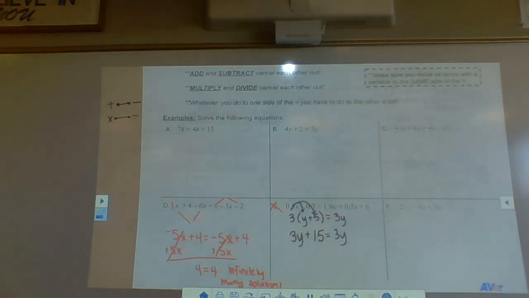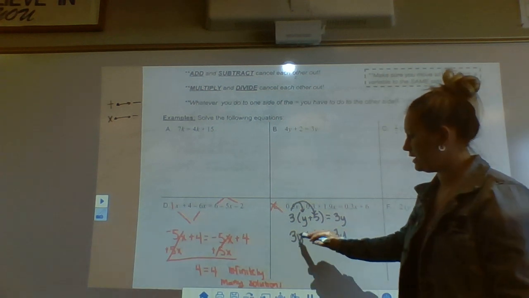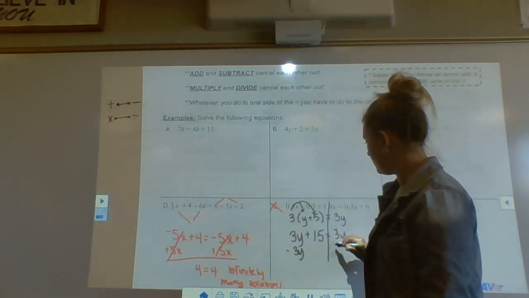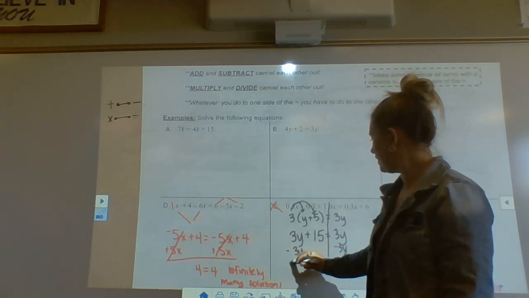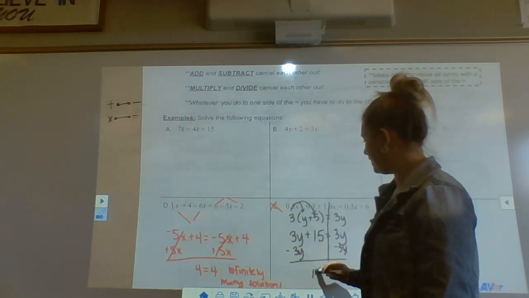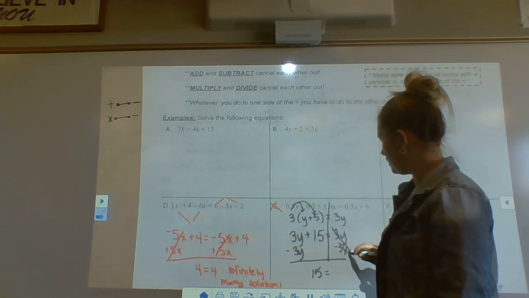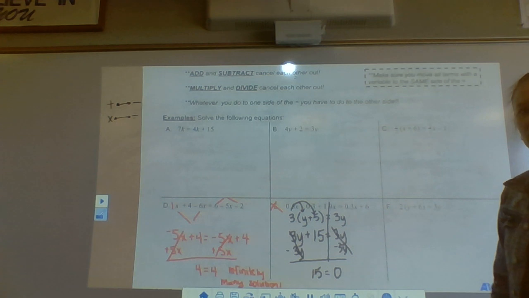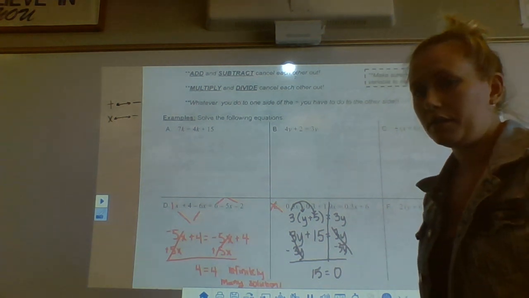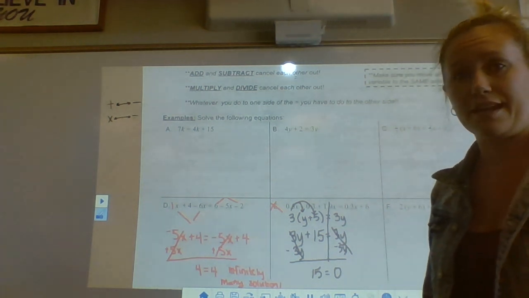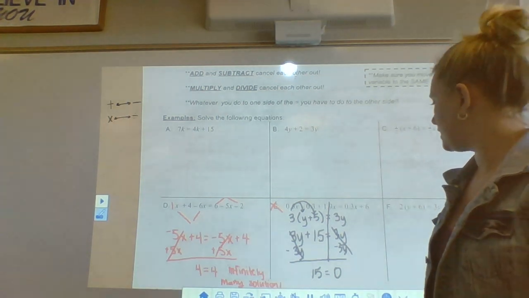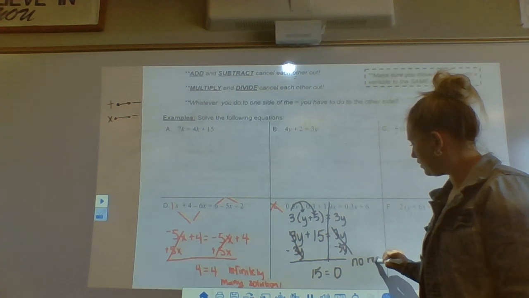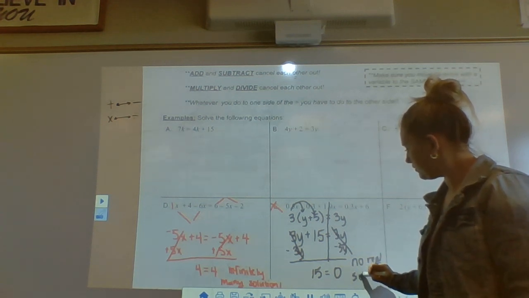And then our last step is to get all those y's together. So I'm going to move these over here. Minus 3y, minus 3y. And I have 15 equals 0. Okay? When you get to something that's never true, like 15 equals 0, that's never ever true in our lives, right? This is called no real solutions.